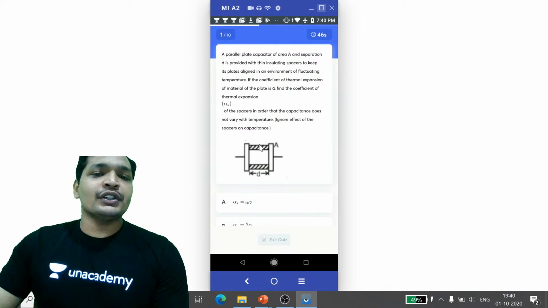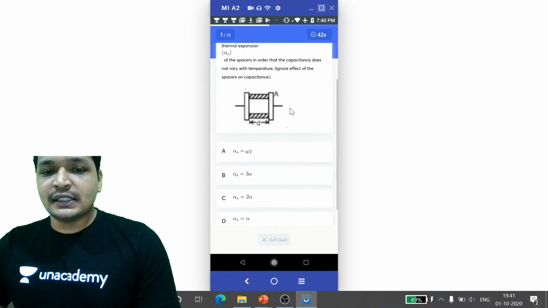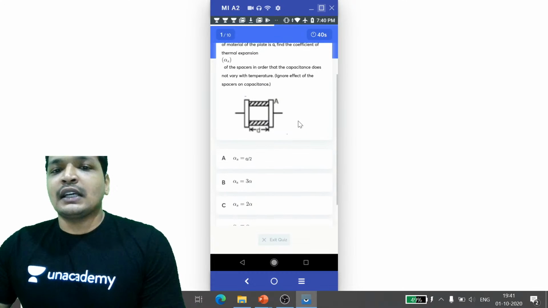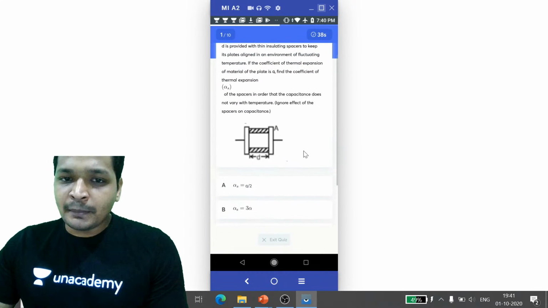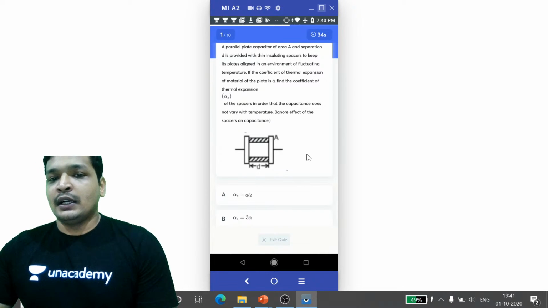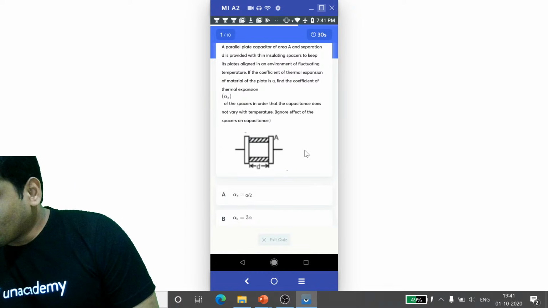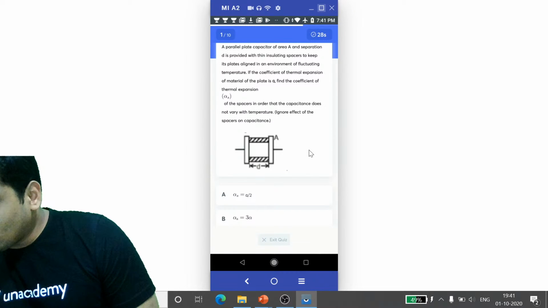All right, actually we have done a very similar question in the very beginning, so I guess this is easy, guys. So do remember how these spacers impact your plate, let's say your plate is undergoing thermal expansion.